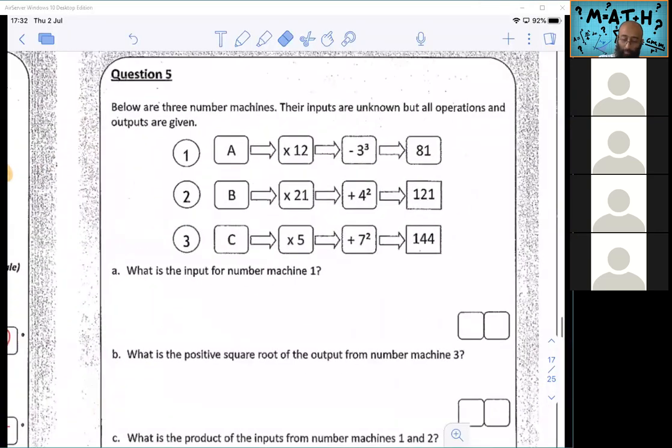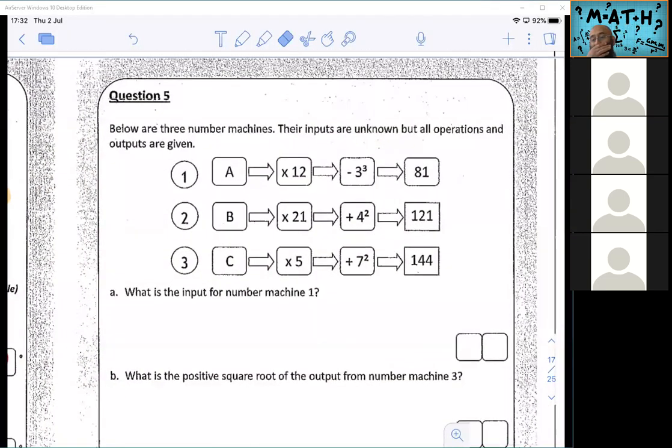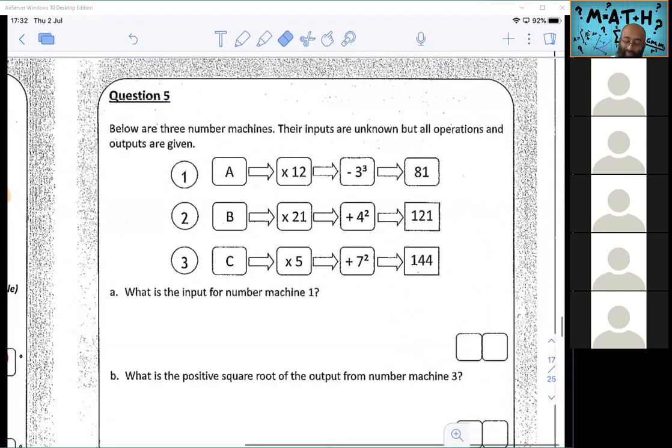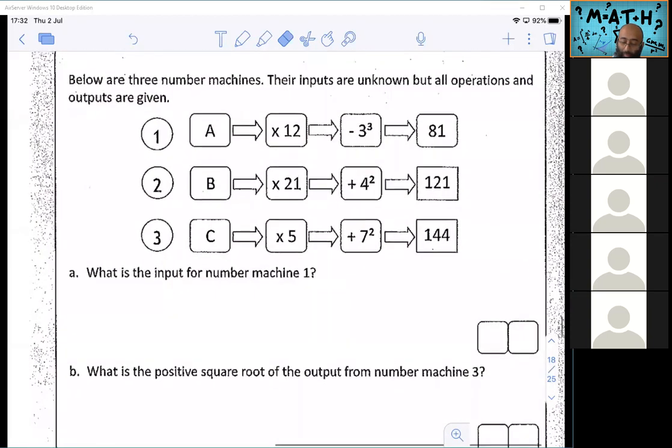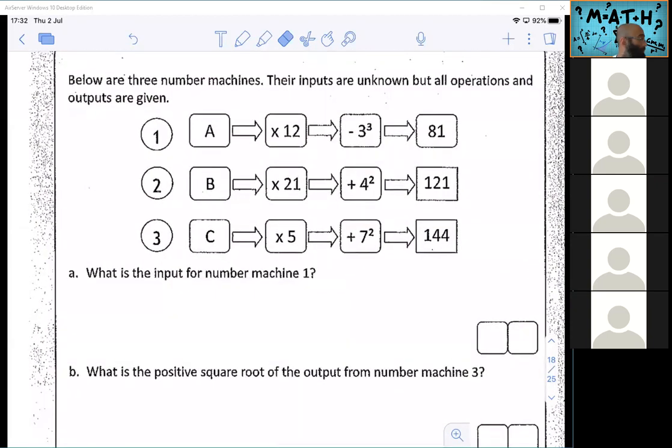Okay, next. Let's have Mr. Musa please join us on question number 5. Read. Below are 3 number machines. The inputs are unknown, but all operations and outputs are given. A. What is the input for number machine 1?